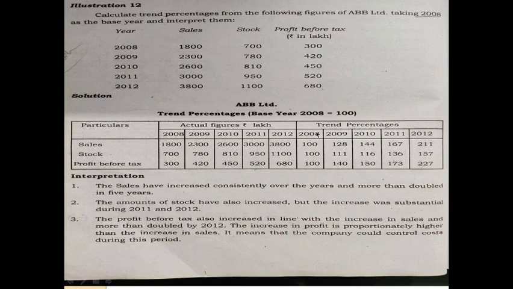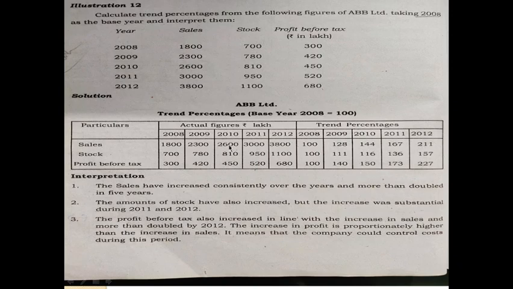In the trend ratio, you need to write down the percentage of each individual item. 2008 is taken as a base year, so the percentage will be 100 in all cases. Next one, 2009, sales. Here you need to find the percentage like 2300 divided by 1800 into 100, you will get 128 percent. Same way, next item for 2009, go for the values of 2009: 780 divided by the same item of the base year, 700, into 100, you will get 111 percent. Next one, 420 divided by the base year item, you will get 140.